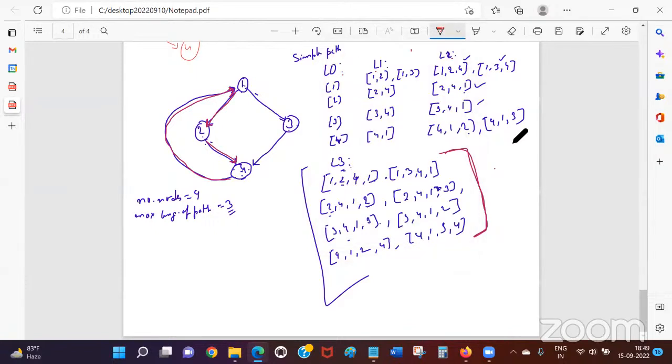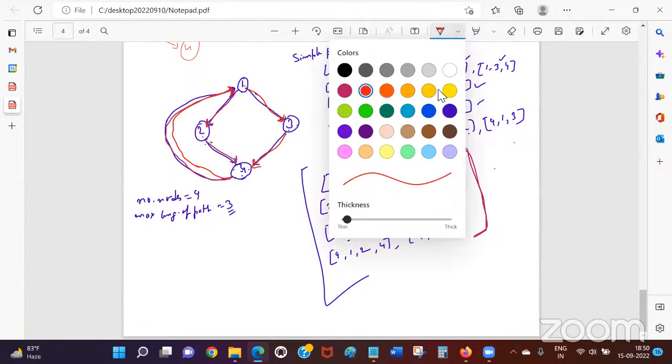Okay, let me take a different color. So it's 1, 3, 4, 1. Sorry, 4, 1, right? So it takes another path. But again, this is a loop.